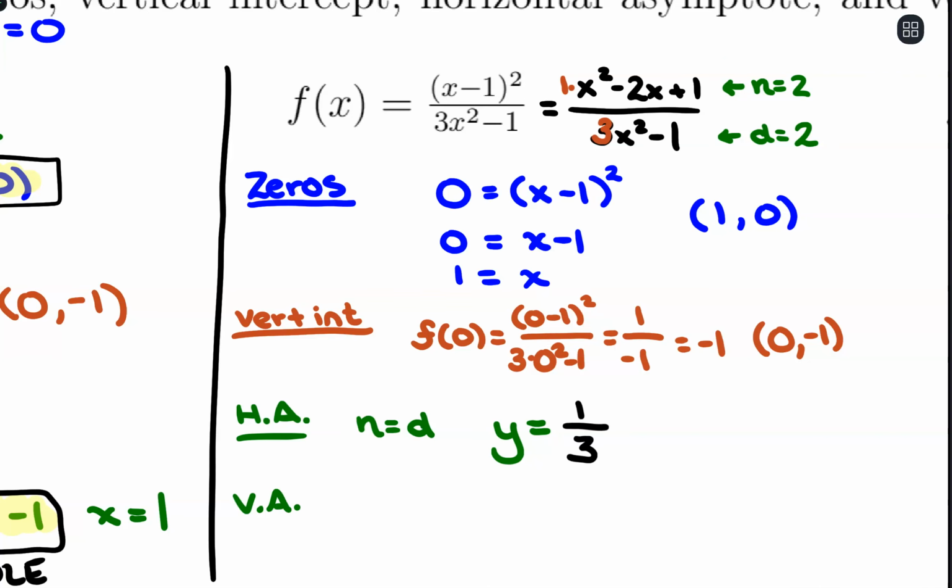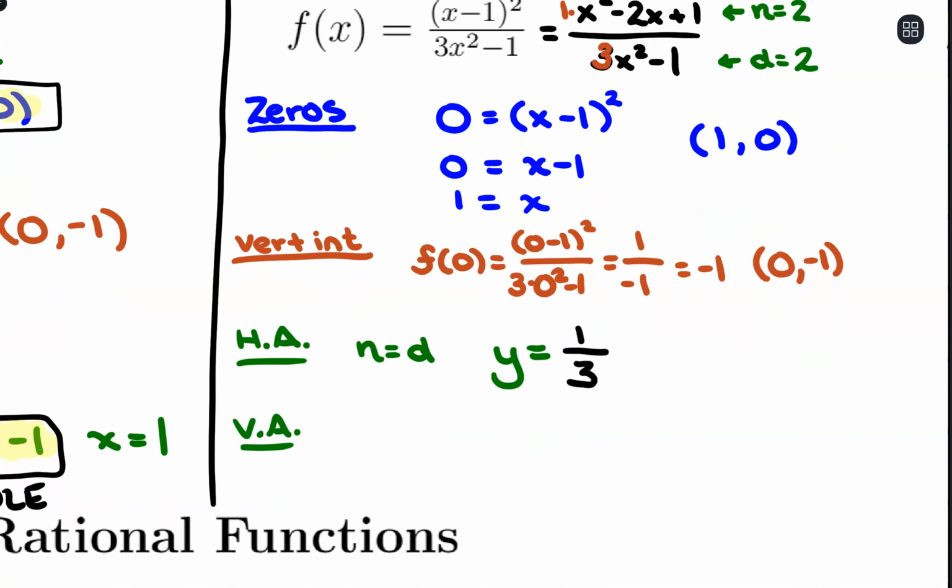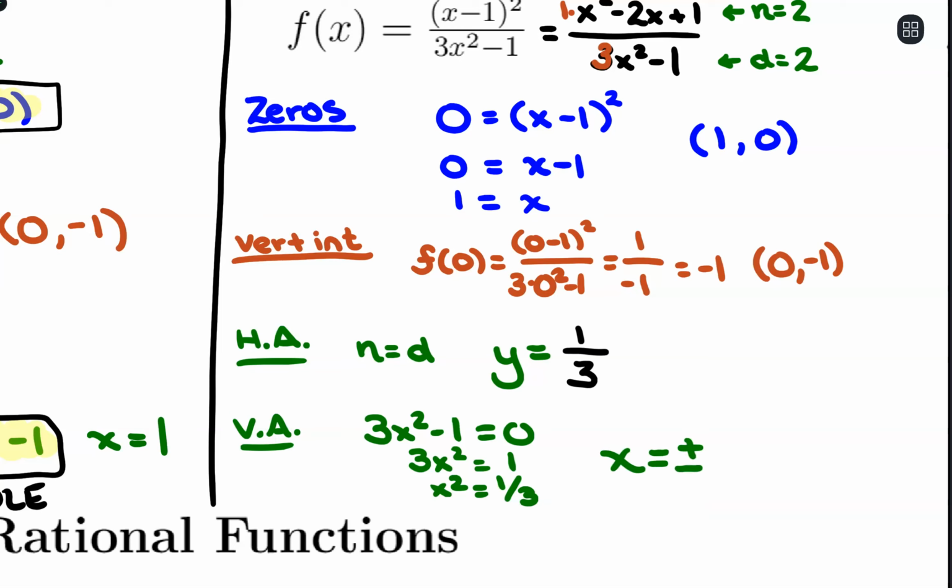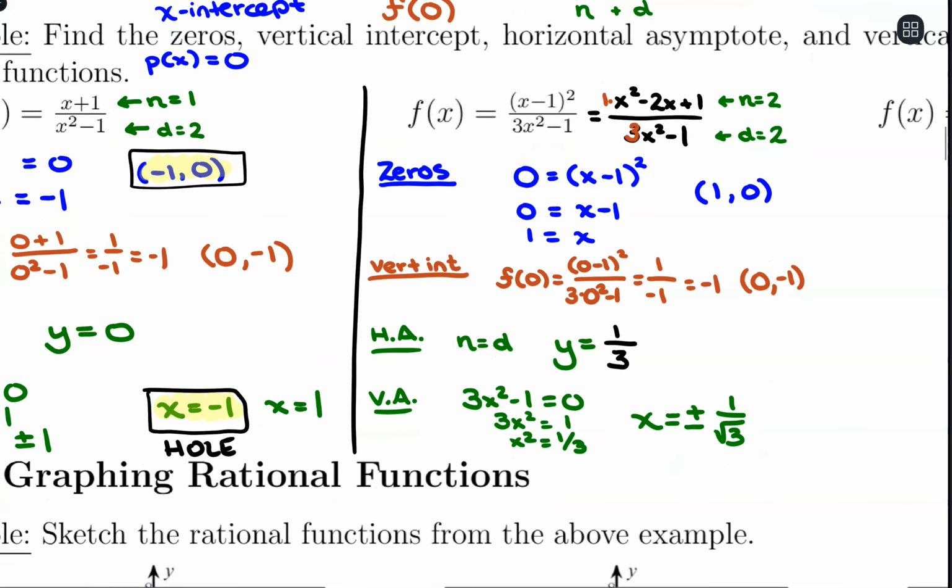Then for the vertical asymptote, we're looking at taking the denominator, so 3x squared minus 1, and seeing where that equals 0. Add 1 to both sides. Divide by 3. Take the square root, and x is going to be plus or minus square root of 1/3, so 1 over root 3. So we're going to have two vertical asymptotes. Notice this time that the vertical asymptote doesn't line up with a zero, so that means these are going to come through as clearly vertical lines that we can't cross. So we'll take a look at that graph when we get there.